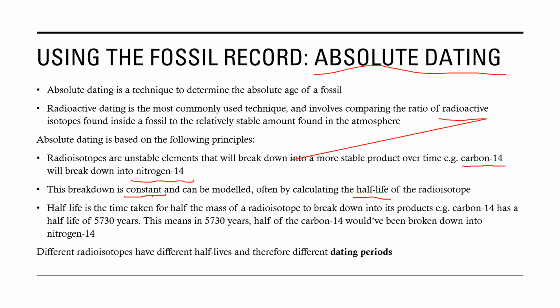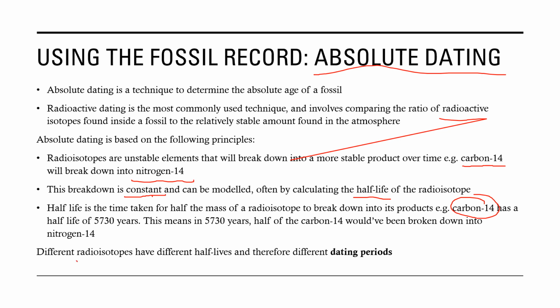A half-life is basically the time that's taken for half of the mass of a radioisotope to break down into its products. For instance, the half-life for carbon-14 is 5,730 years. That's very specific because it is really, really consistent. So this carbon-14 is going to be halved in mass every 5,730 years. And then in another 5,730 years, it would have halved again. And it halves and halves and halves, and then we can figure out how old it is.